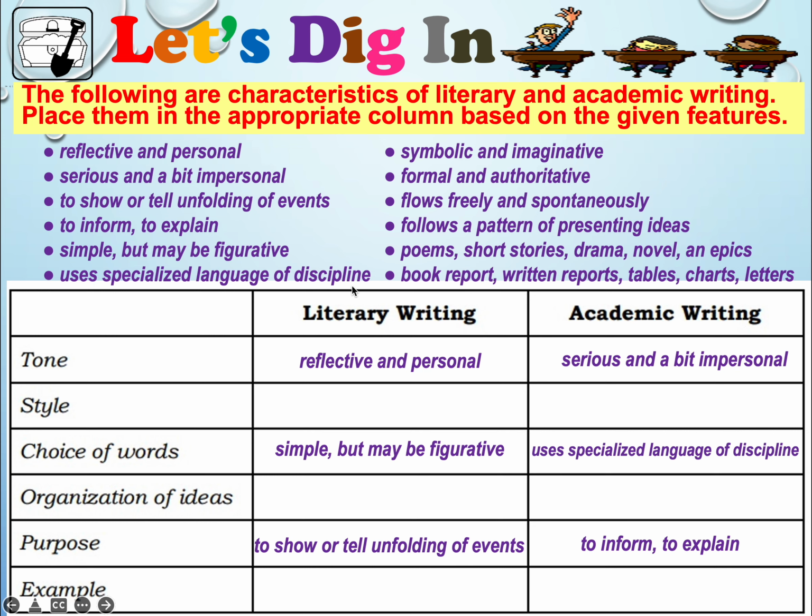Okay, next off, symbolic and imaginative, formal and authoritative. It falls under style or organization of ideas. So where does symbolic and imaginative fall? That is under literary writing. And then formal and authoritative is academic writing.